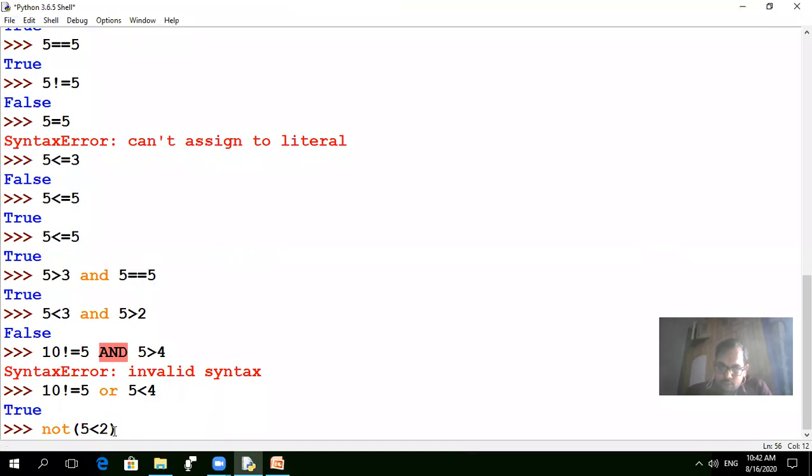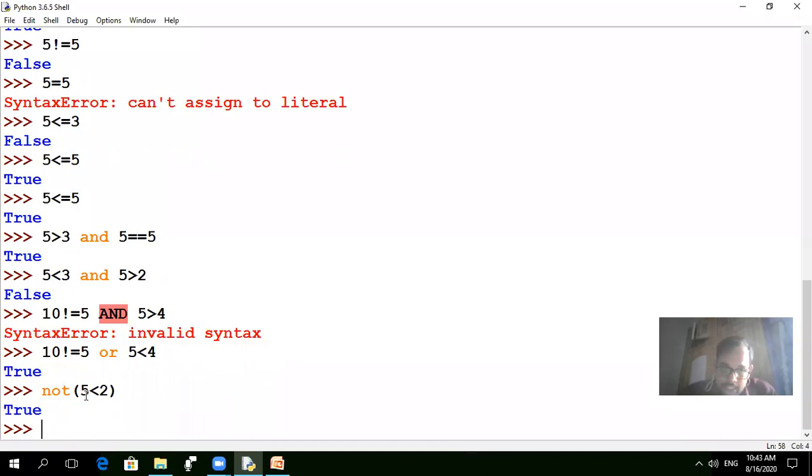5 less than 2. False or true? False. Before that we have written not. So it will give answer true. See, 5 less than 2 means it will return the answer false, and before that not is written, which means not false. Not false means true.